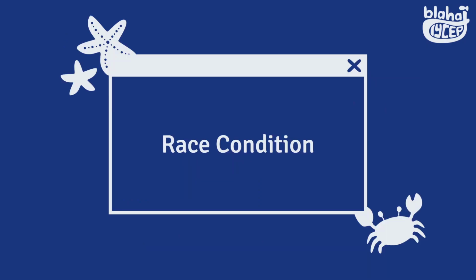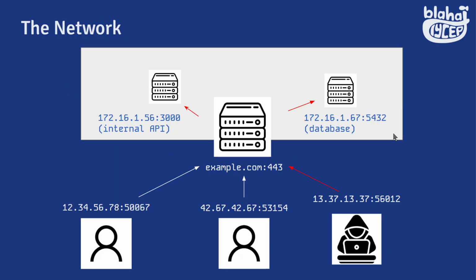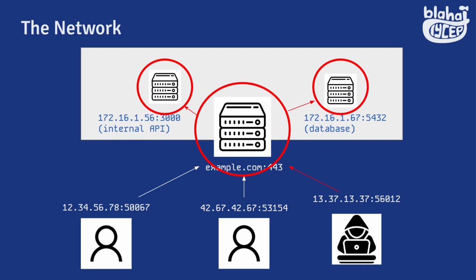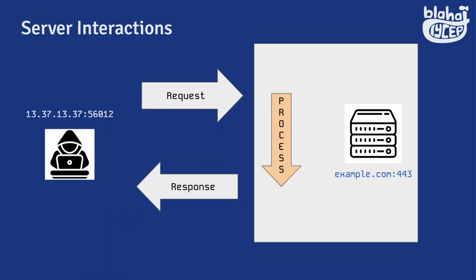Alright, let's go on to our last topic of the day, which is race condition. Okay, so let's take a look at the network again, right? Specifically, let's take a look at this server and its components, but mostly the server, right? Where you, as the attacker, you send a request. The server runs some Python function or whatever, and it gives you a response.